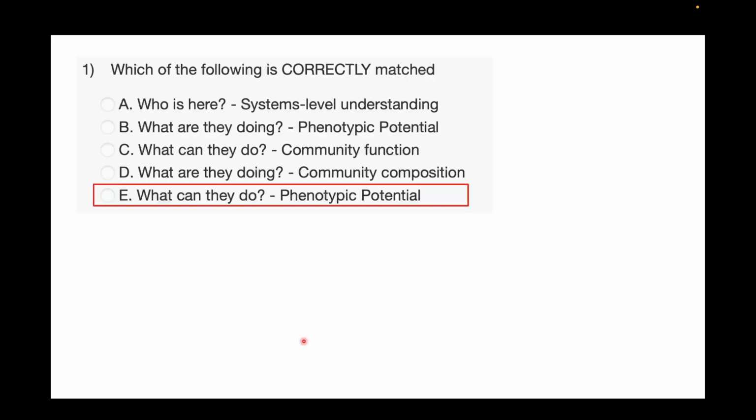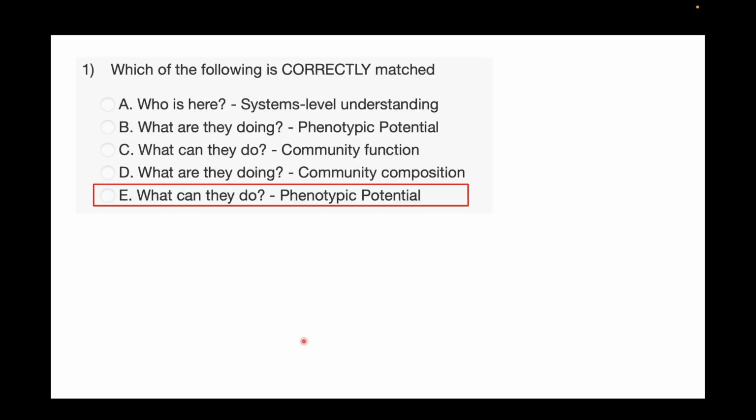Okay, let us see which of the following is the correct match and the correct answer to this question. Correct answer is option E. What can they do is the phenotypic potential. So option E is the correct answer. Olivia has answered correctly. Well done, Olivia. Saida and Chana, you will have more chances to answer it correctly. We have so many more questions to follow.